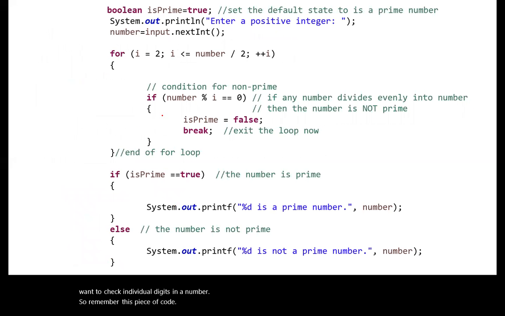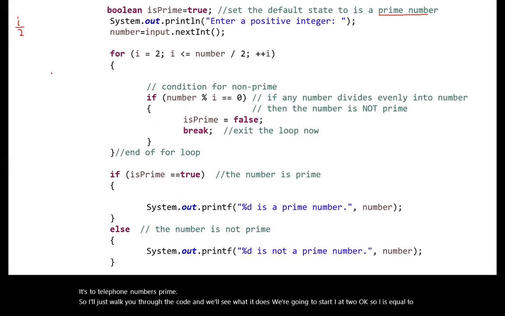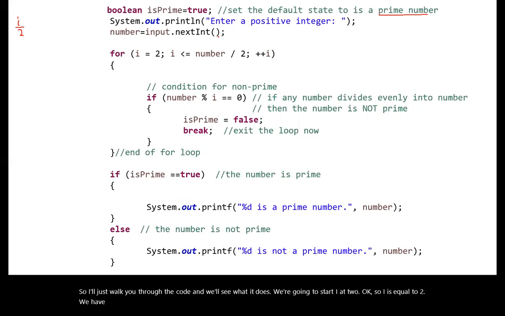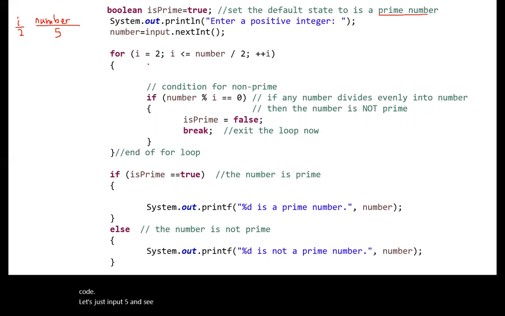Another useful example is to tell if a number is prime. So I'll just walk you through the code and we'll see what it does. We're going to start i at 2. Okay, so i is equal to 2. We have a number. We don't know what that is yet, so let's just take a number and see what happens with this code. Let's just input 5 and see what happens. We start at 2 as long as we are less than half the number. So we're only going to go from 2 to 2.5, not very far.